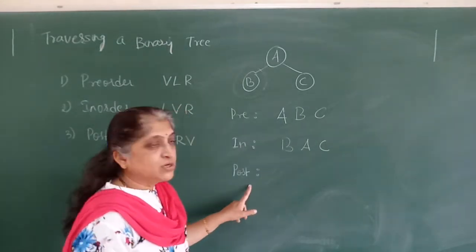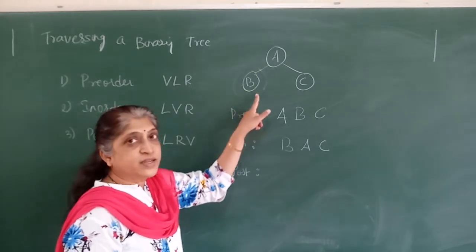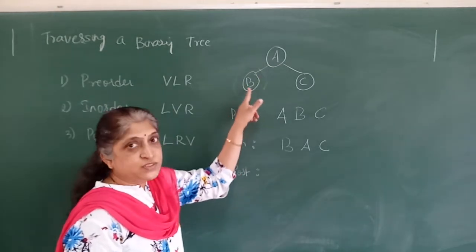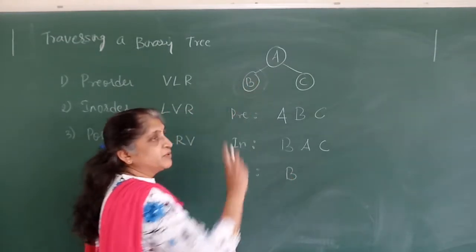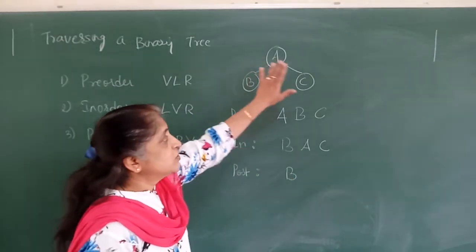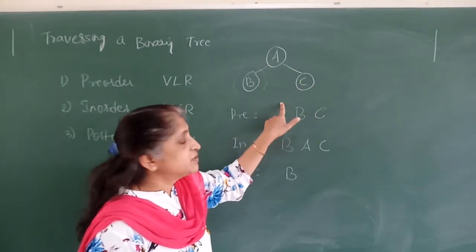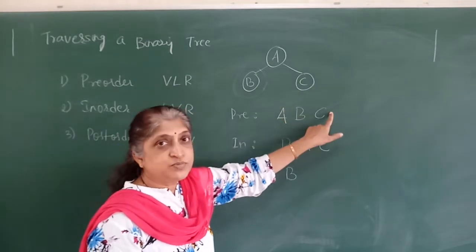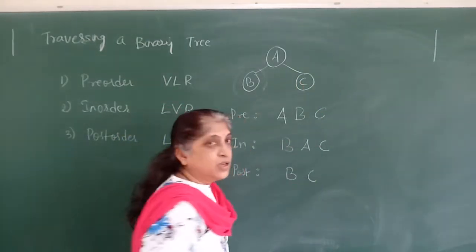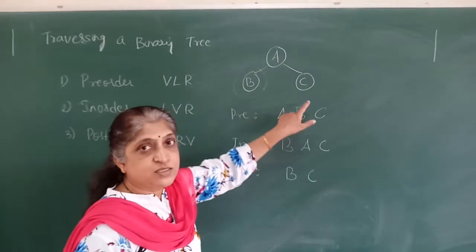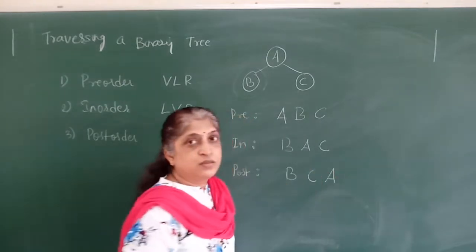Then in case of post-order, we first go to the left subtree, it's null, go to the right subtree of B, that's also null. So visit the root of this, that is B. Now we have completely visited the left subtree of A, go to the right subtree of A. Go to the left subtree of C, it's null. Right subtree of C is null, visit the root C. Now we have completely visited the left and right subtrees of A, now visit the root A.